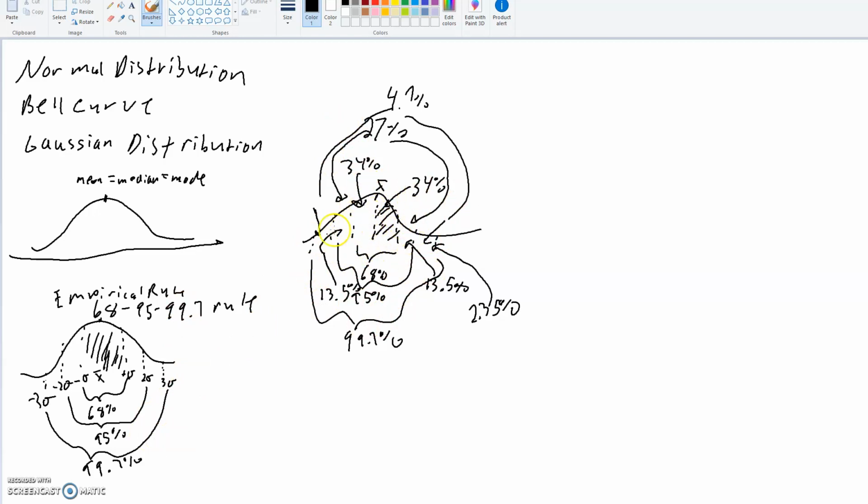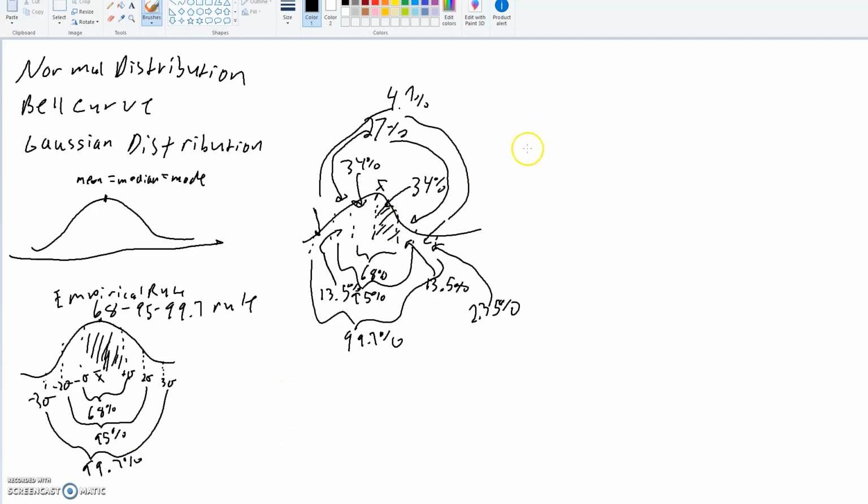Now you can find each of these individual regions if you just remember this empirical rule. So within plus or minus 1 standard deviation, 68%, plus or minus 2 standard deviations, 95%, plus or minus 3 standard deviations, 99.7%.